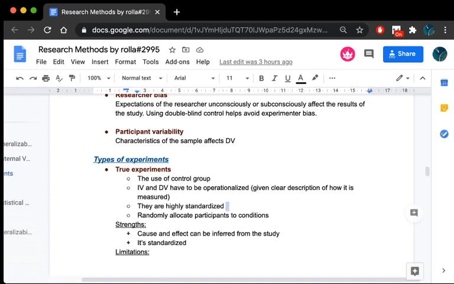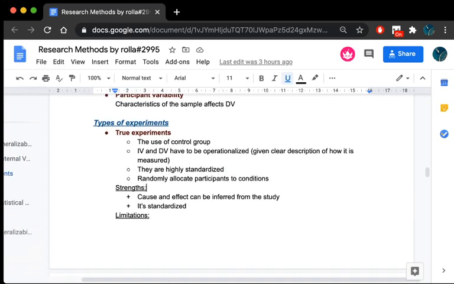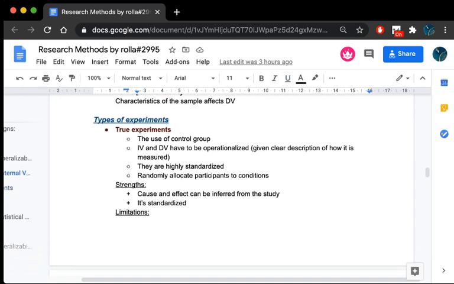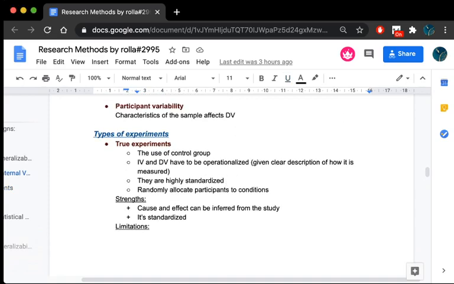Next up, we have the types of experiments. We have true experiments, where they use control groups. They also usually operationalize the IV and DV, so they give a description of how each is measured. They also usually randomly allocate participants to conditions. Furthermore, they're very standardized because they have to make sure they control the experiment.